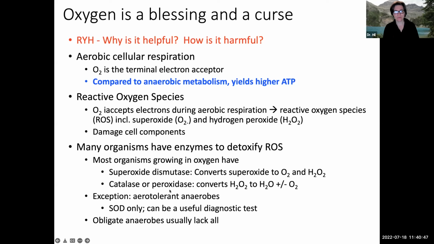Okay, so pretty much what that means is that obligate aerobes, microaerophiles, and facultative anaerobes all have superoxide dismutase plus one of these enzymes. And aerotolerants have just superoxide dismutase, and that's enough to protect them. And obligate anaerobes don't have any.